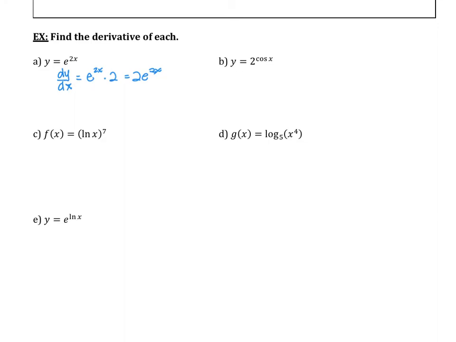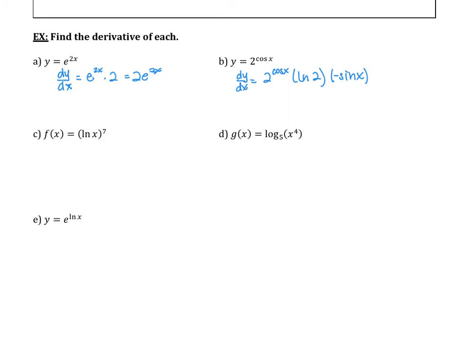y equals 2 to the cosine x. Hopefully you see the chain in there as well. So let's start with the derivative of 2 to some power. So the derivative of that is the 2 to that power times the natural log of the base, so natural log of 2. But then because I took the derivative, I've got that chain in there, so it'd be times the negative sine of x. And really there's not much simplifying other than that we can do. How'd you do? Okay, let's keep going.